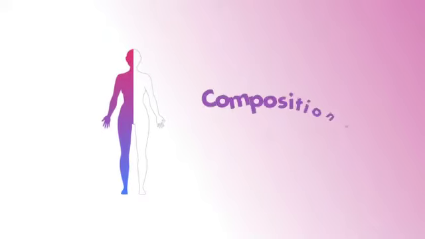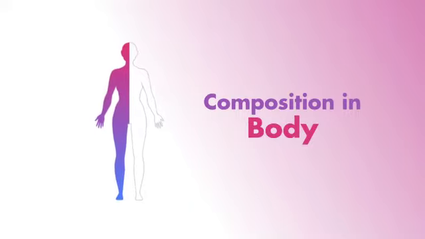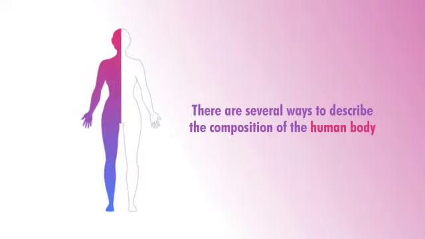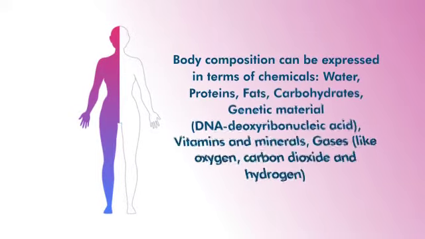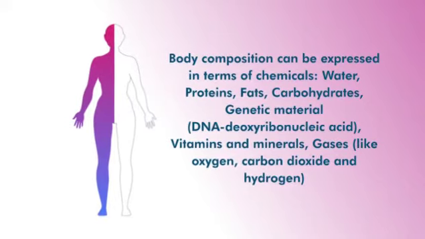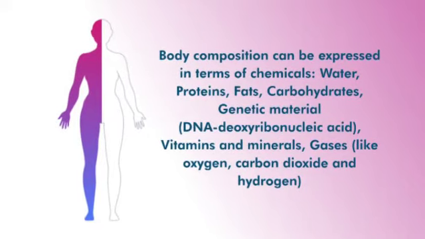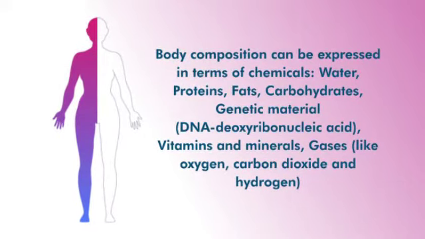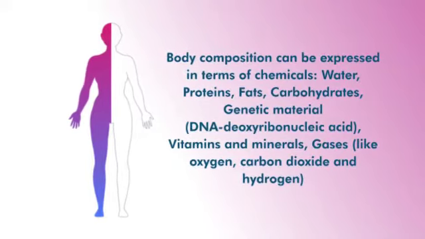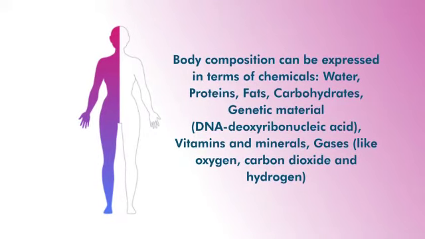So first we have to see what is the composition in the body. There are several ways to describe the composition of the human body. For example, body composition can be expressed in terms of chemicals like water, proteins, fats, carbohydrates, genetic materials, vitamins and minerals, and different types of gases like oxygen, carbon dioxide, and hydrogen.